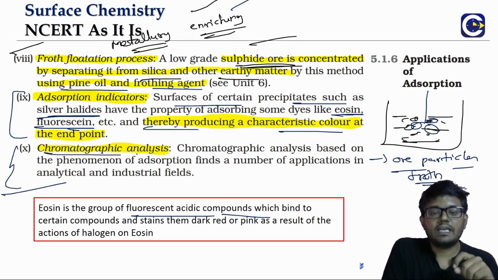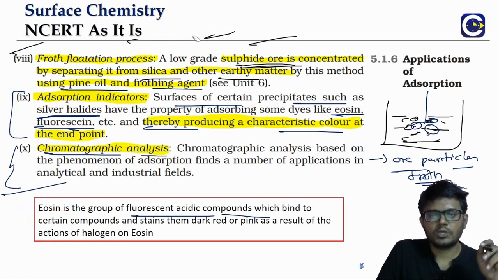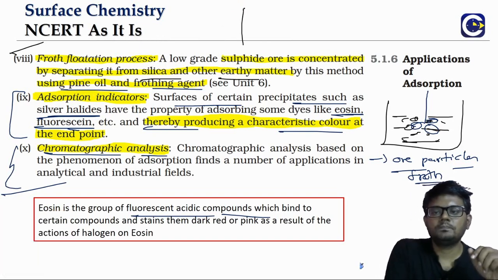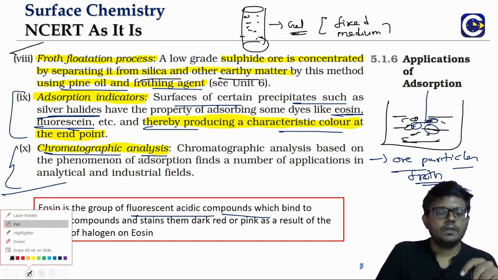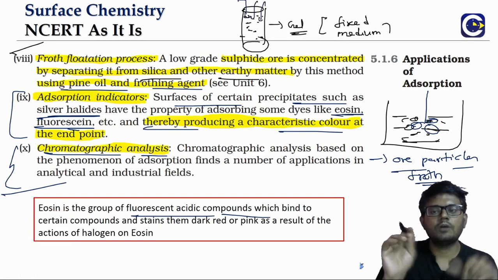Even the chromatographic analysis is a phenomenon that works on the principle of adsorption. So we'll have different types of chromatography. For example, we talk about column chromatography. We have a column, and in that column we'll take a gel. This is usually what we call the fixed medium, and at the top we will be pouring in a mixture of different components.